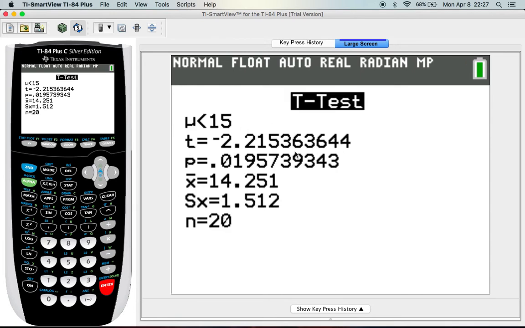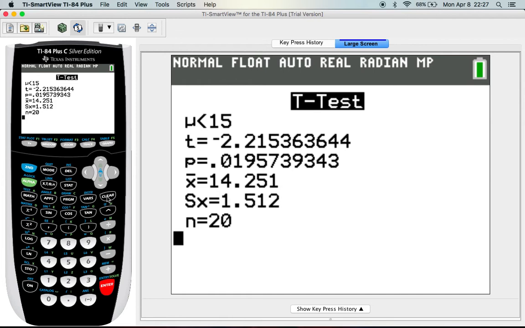And here we see the t-score that we got, or very close to it, negative 2.2154, and the p-value that we got, 0.0196. So we can take this t-value and this p-value and we can use these to determine that we should reject the null because 0.0196 is less than 0.05.